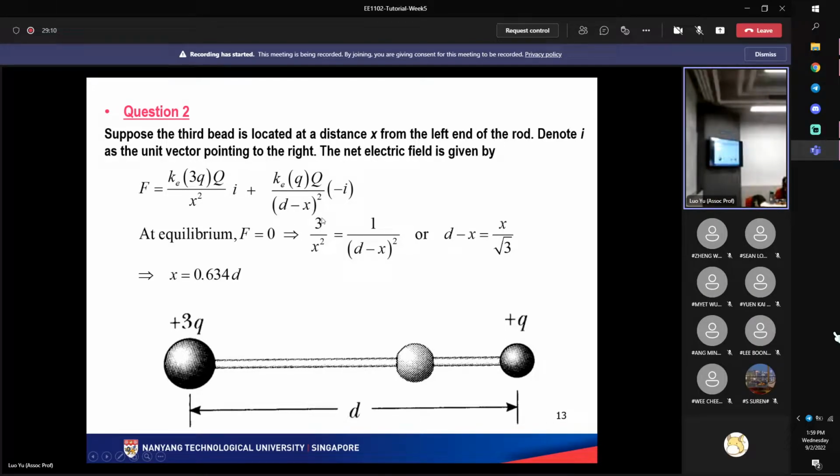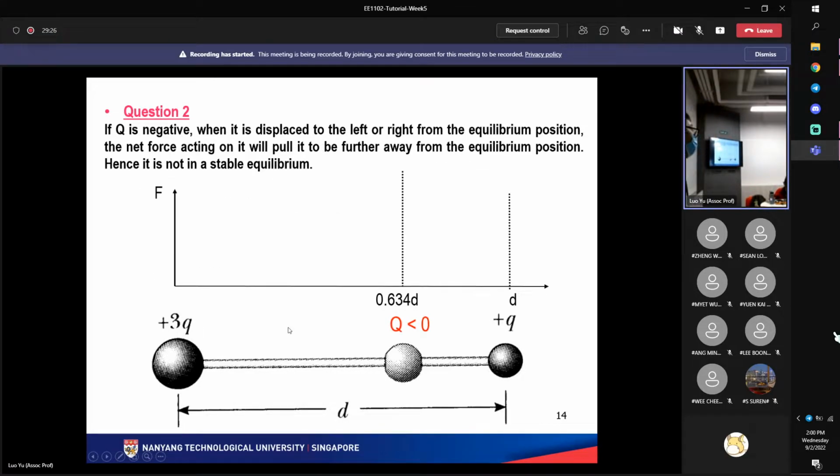So I just get 3 divided by x squared equal to 1 divided by (d minus x) squared. Solve this equation, and you can get x is about 0.634 times d. Okay, 0.634 times d. You can really get that.